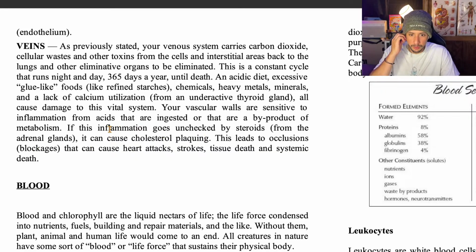If this inflammation goes unchecked by steroids from the adrenal glands, it can cause cholesterol plaquing. This leads to occlusions, aka blockages, that can cause heart attacks, strokes, tissue death, and systemic death. So, yeah, you really need to make sure that all that inflammation gets checked by having good glands.